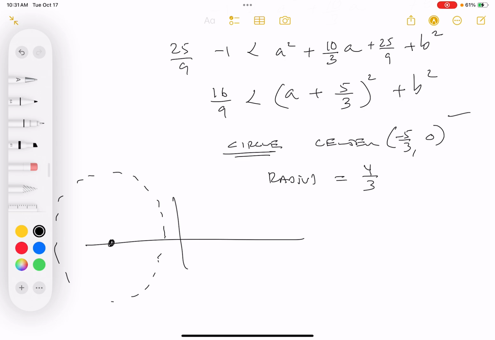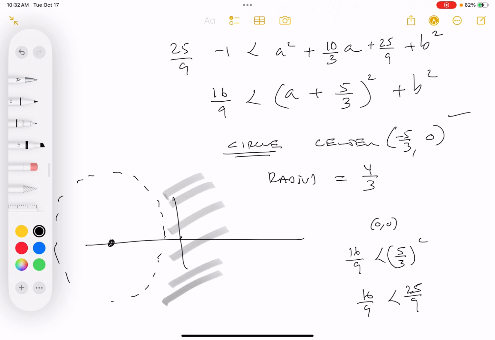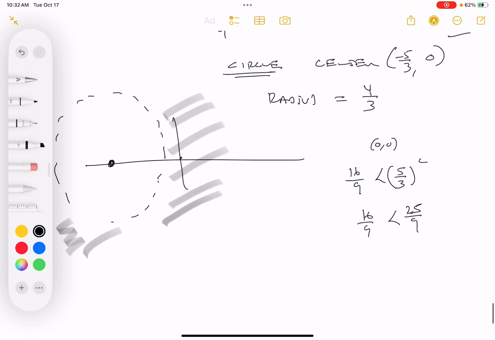Now, by the way, I always like to take test points because the inequalities really do confuse me a great deal. And the test point I'm going to pick is this point over here, which is 0, 0. If you plug it into the inequality, you get this over here. You get 5/3 squared plus 0. Well, this is 16/9, and 5/3 when you square it is 25/9. And 25/9 is bigger than 16/9, so I'm going to say it's everything on the outside of this circle. And we're done. Thank you.